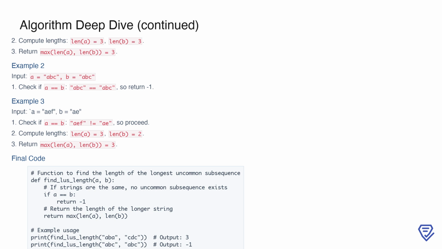The final code implementation reflects this logic. It begins by checking if the strings are equal. If they are, it returns -1. Otherwise, it calculates and returns the maximum of the two string lengths. This concise solution ensures optimal performance while handling all edge cases effectively.